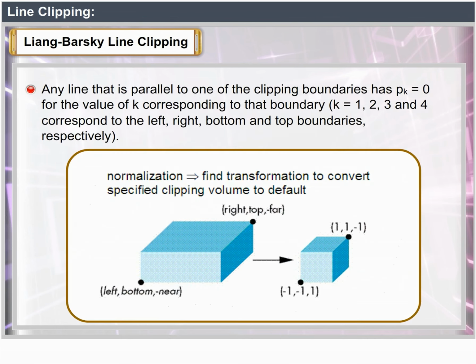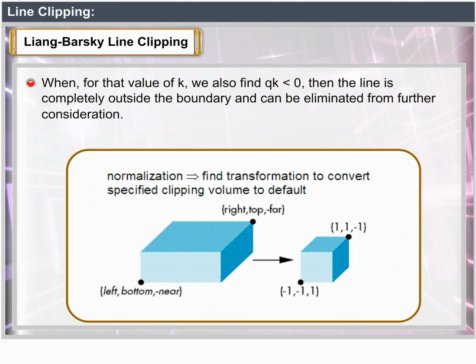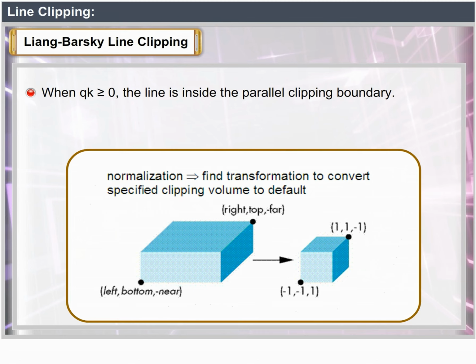Any line that is parallel to one of the clipping boundaries has pk equals 0 for the value of k corresponding to the boundary. k equals 1, 2, 3, and 4 correspond to the left, right, bottom, and top boundaries respectively. If for that value of k we also find qk is less than 0, then the line is completely outside the boundary and can be eliminated from further consideration. If qk is greater than or equal to 0, the line is inside the parallel clipping boundary.